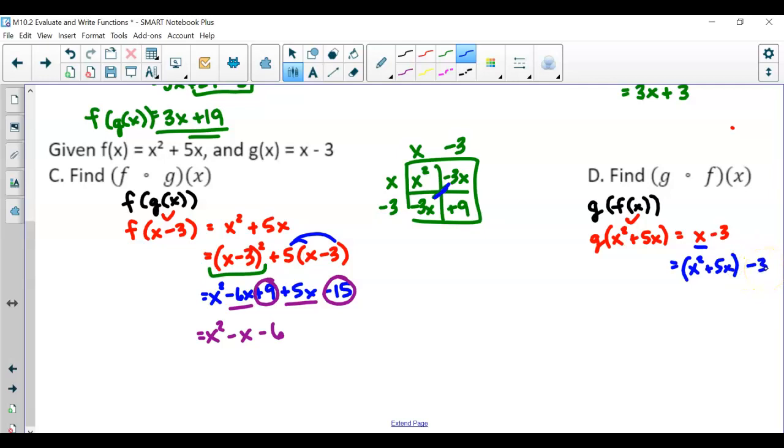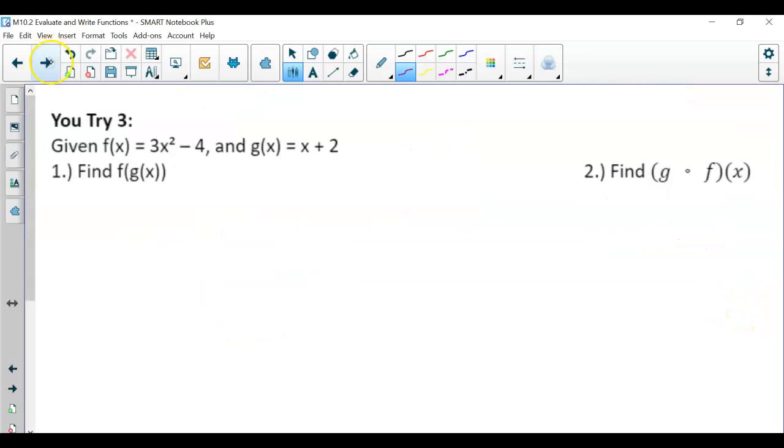Nothing to distribute, no box method, and not even like terms to combine. So our composite function is x squared plus 5x minus 3. So go ahead and pause the video and try these two on your own.